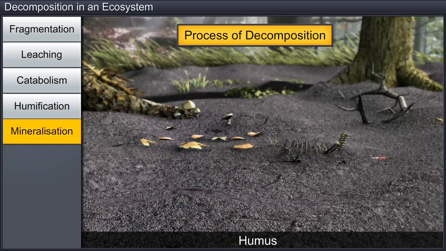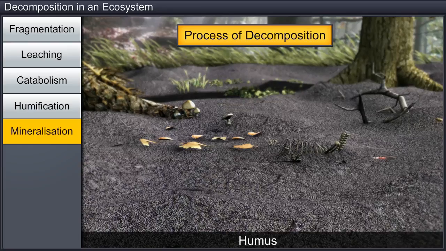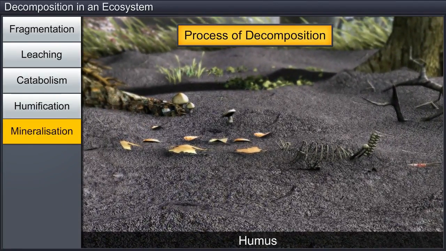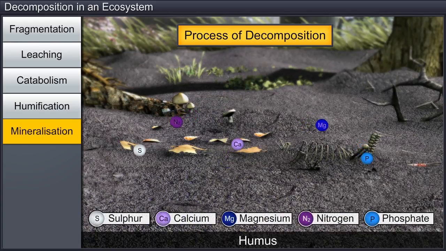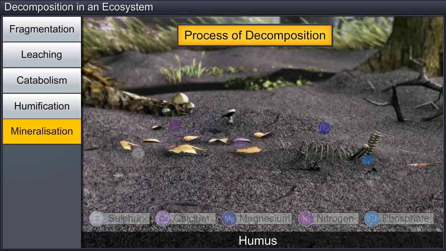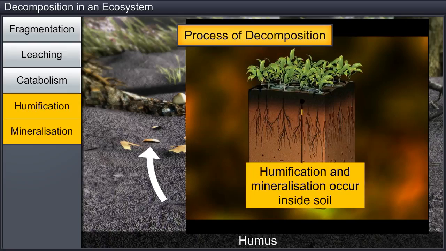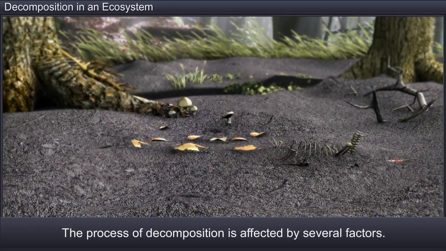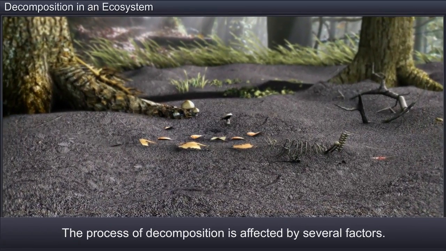Finally, during mineralization, the last step of decomposition, certain microbes act on the humus, degrade it, and release inorganic nutrients into the soil. Both humification and mineralization occur inside the soil. However, the process of decomposition is affected by several factors.